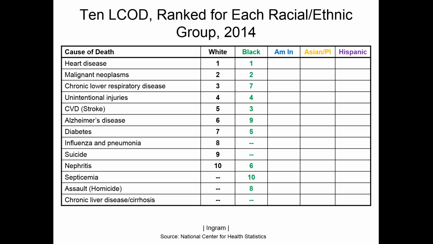This slide illustrates the leading causes of death for Blacks. Take a moment to review this table. What differences do you note when comparing Blacks to whites? What similarities do you note? What has entered the top 10 list for Blacks that was not there for whites? Why do some of these differences exist? Are some of these differences surprising?